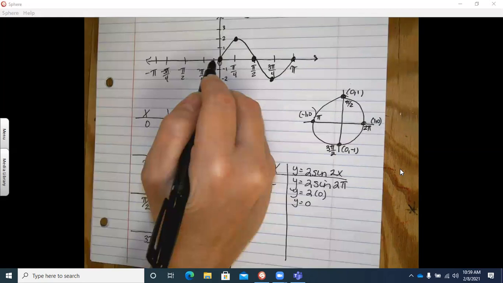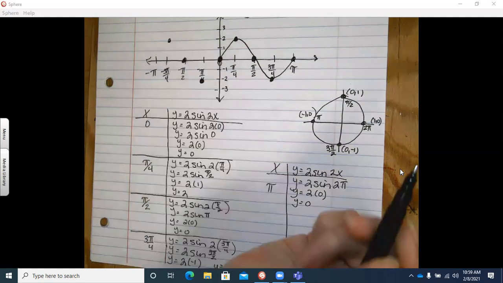Again, the problem did not tell me that I had to graph 2 periods. I chose to do that just so we could see more of the graph, right? Is everybody cool so far?